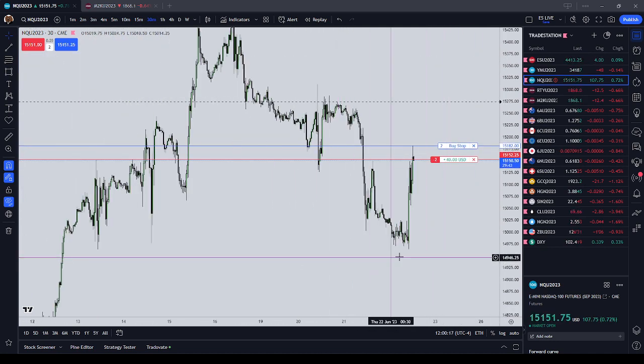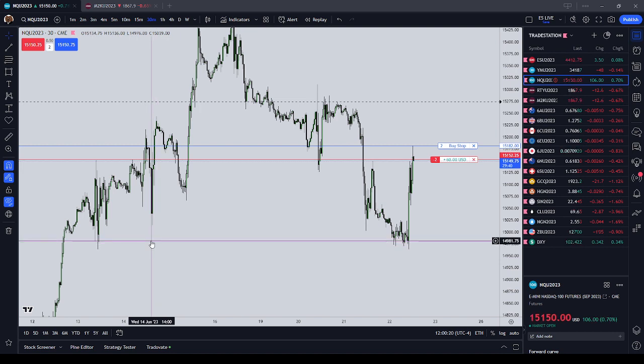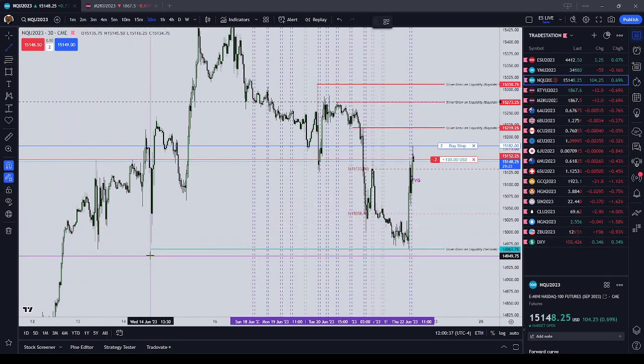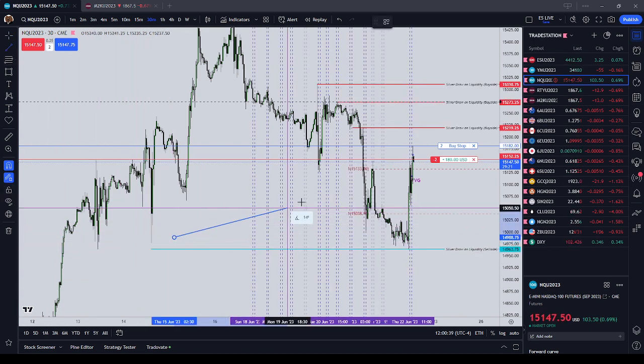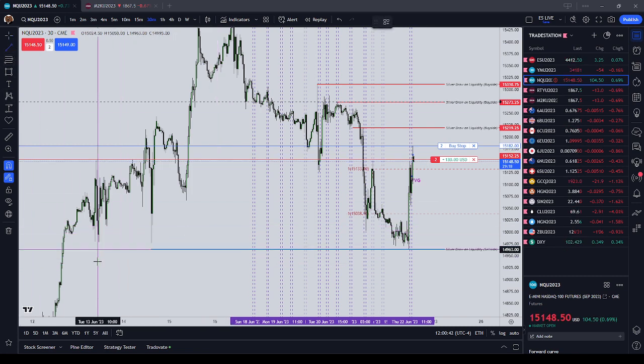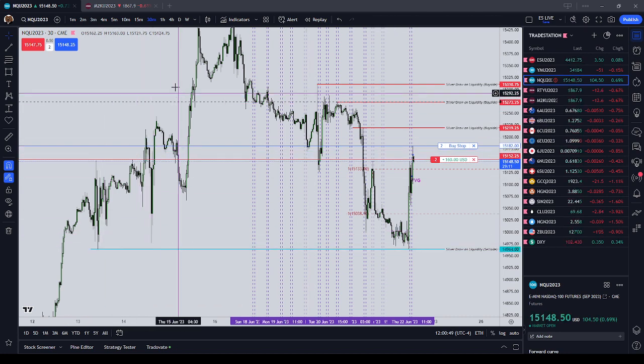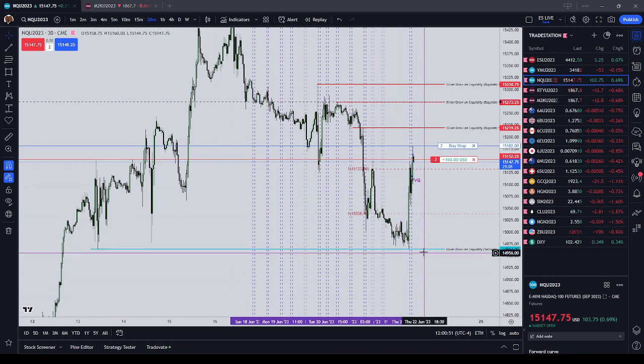What is this? This was Wednesday, the 14th of June's PM session low. Did we sweep that? Yeah, we did sweep that. Oh, yeah. The draw is lower. The draw is definitely lower. The draw is down here. That's the draw. Okay. Yeah, the draw is lower.